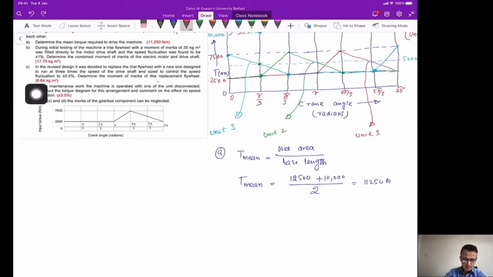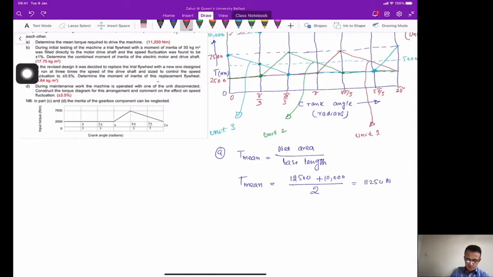In part B, now what we need to calculate is that during initial testing of the machine, a trial flywheel with a moment of inertia of 30 kg/m² was fitted directly to the motor drive shaft, and the speed fluctuation was found to be plus minus 1%. Determine the combined moment of inertia of the electric motor and drive shaft.